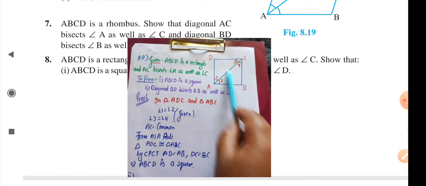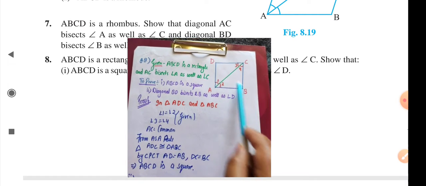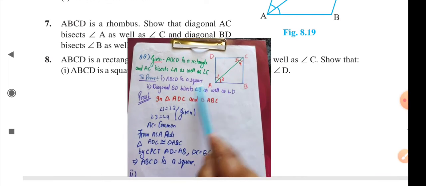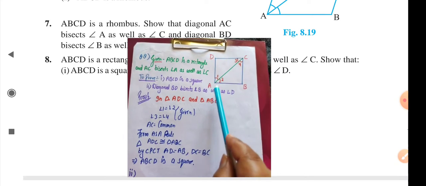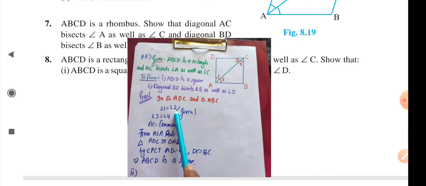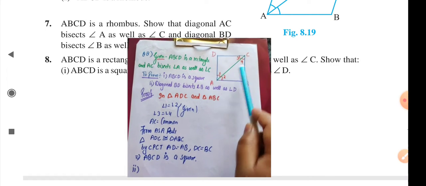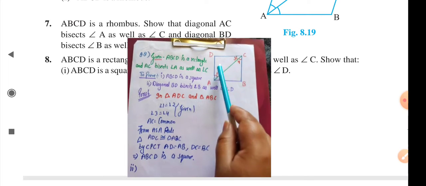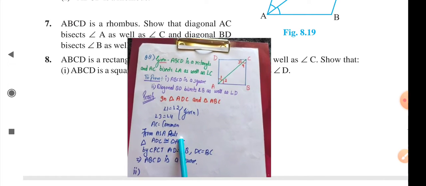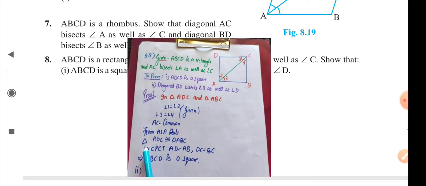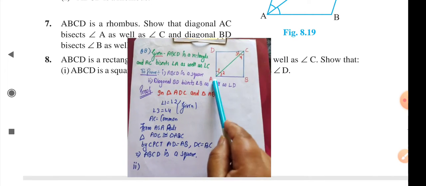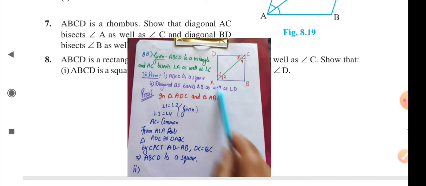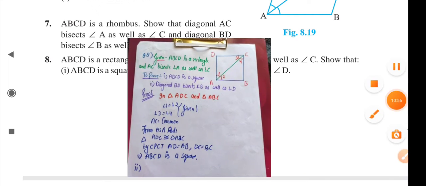And the diagonal BD, though I have not joined it, I will join it for further process. So this bisects angle D as well as angle B. So we will take the two triangles, triangle ADC and ABC. Angle 1 is equal to angle 2 and angle 3 is equal to angle 4. It is given in the question and AC is common. So from ASA congruency, these two triangles are congruent. So by CPCT you can say that AD equals AB and AD equals CB. Hence it's a square.